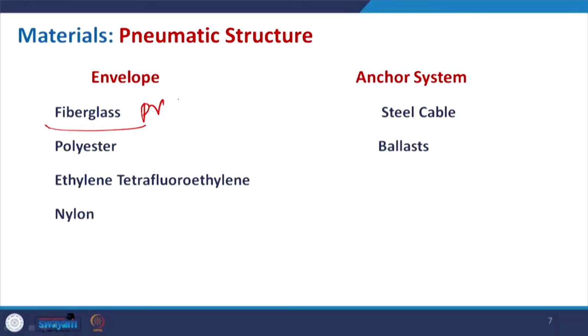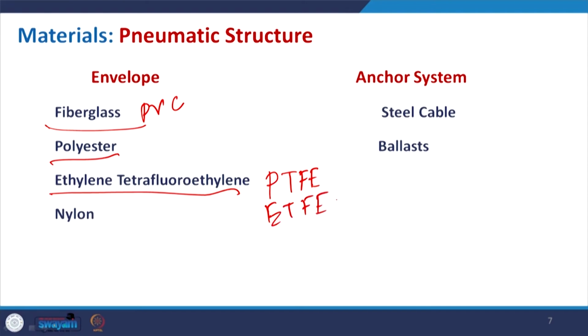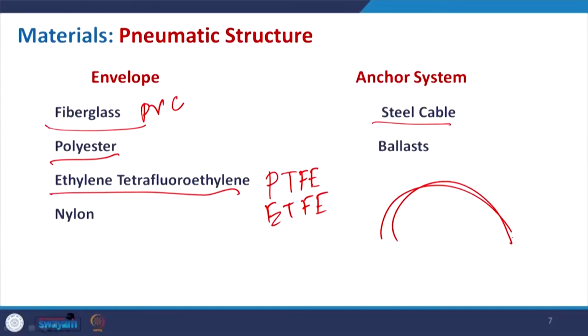Coming to the materials that can be used for the envelope, it is the membrane material. Again, it can be fiberglass, PVC fiberglass, polyester, then ethylene or tetrafluoroethylene, where we discussed PTFE or ETFE, and nylon. These are materials with enough strength to carry load and a good strength-to-weight ratio, which gives some advantage here. And for the anchor system we can use steel cable to hold it. We just hold it from a point and make a tie at the end, or you can use ballast.